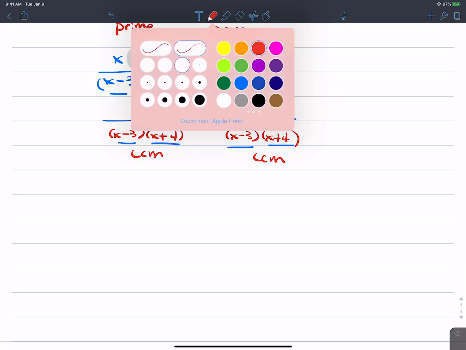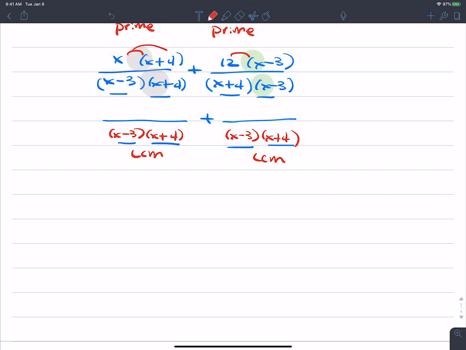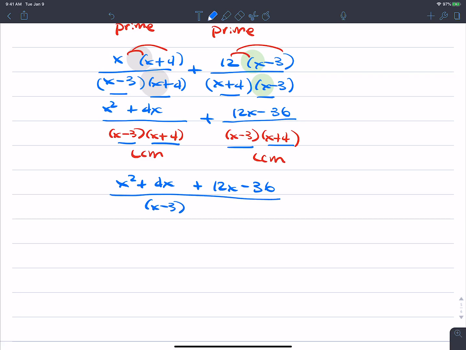So now we're going to distribute here. And we'll end up with x squared plus 4x plus 12x minus 36. So the numerator is going to be x squared plus 4x plus 12x minus 36 over x minus 3 times x plus 4. Because we're going to take this numerator plus this numerator. That's our new numerator, and it's all over the LCM of x minus 3 times x plus 4.